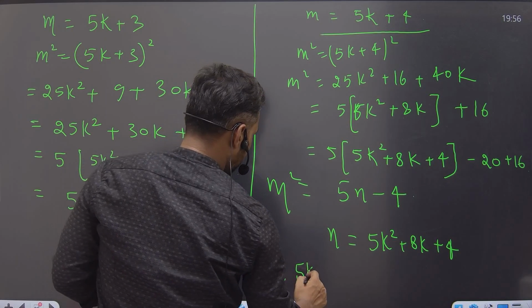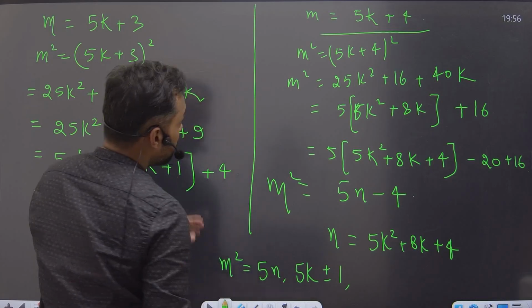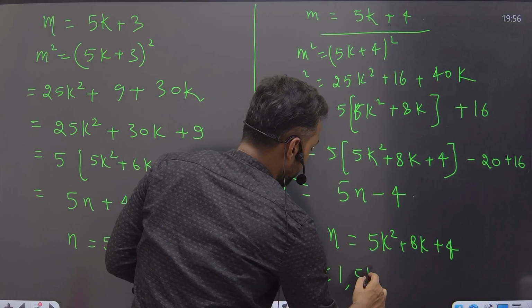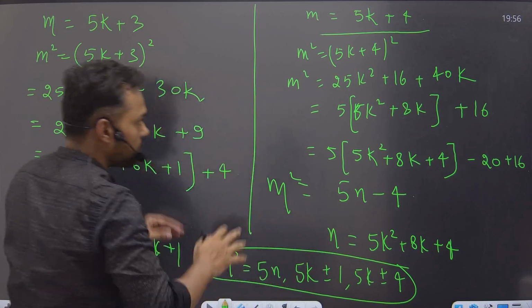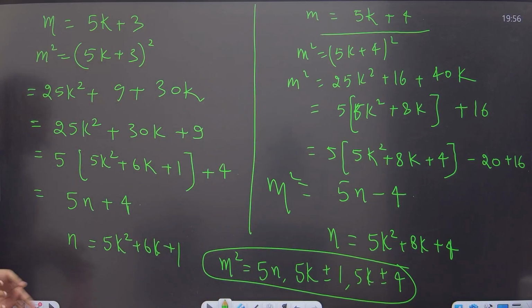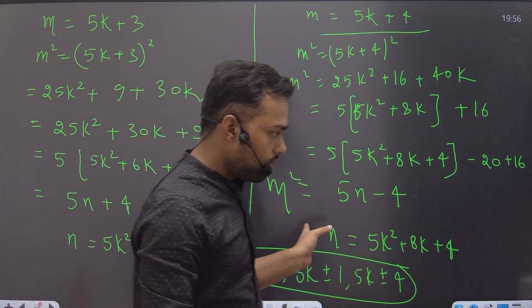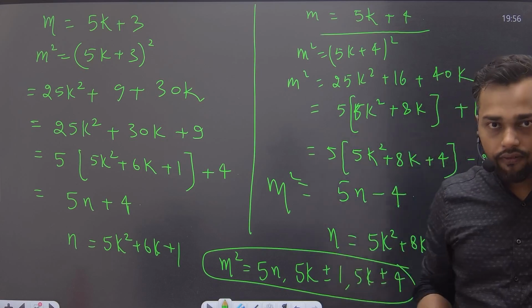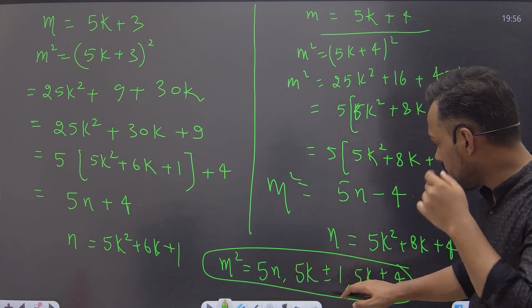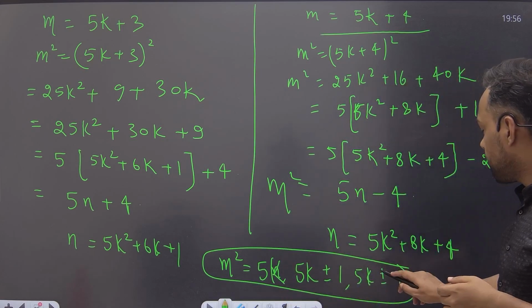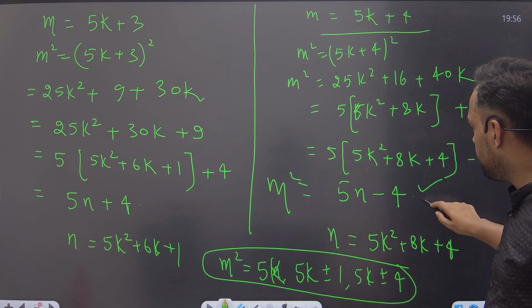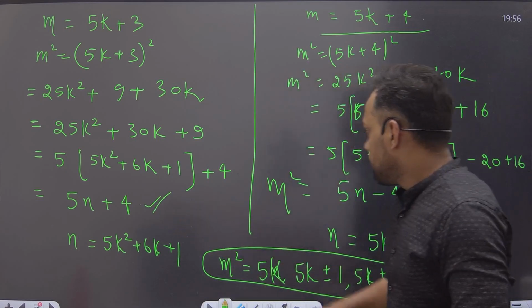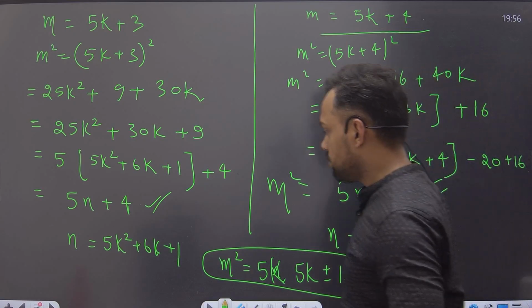Plus or minus 1, we have shown. Similarly, 5k plus or minus 4, we have shown. So these are the whole statements they were asking for. So m square is having the same value, which means it is a multiple of 5, that is 5n, 5k plus 1 plus or minus 1, 5k plus or minus 4, the values are the same. So it could be written in this format. Okay, so this was our solution, student.